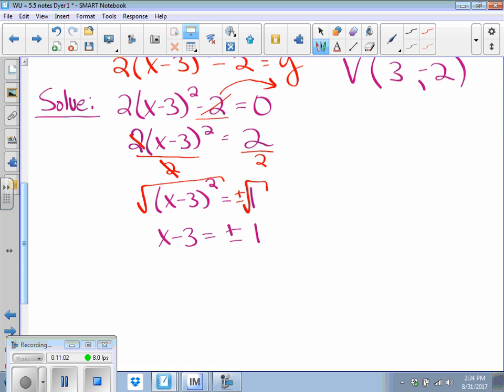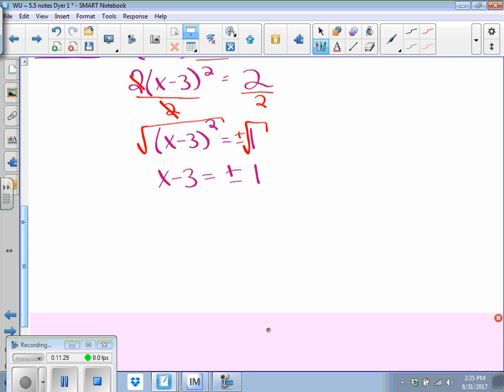Does everyone recognize at this point that I have 2 separate equations? Some people were getting confused by me moving this over. If I move this over, it would be 3 plus or minus 1. If you were getting confused with having the plus and minus in between the 2 terms, then separate it into 2 equations right now. This is x minus 3 equals positive 1, and x minus 3 equals negative 1.